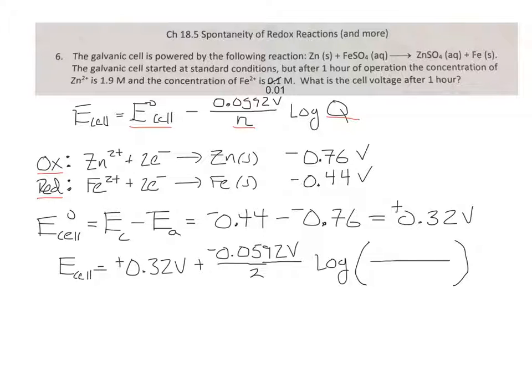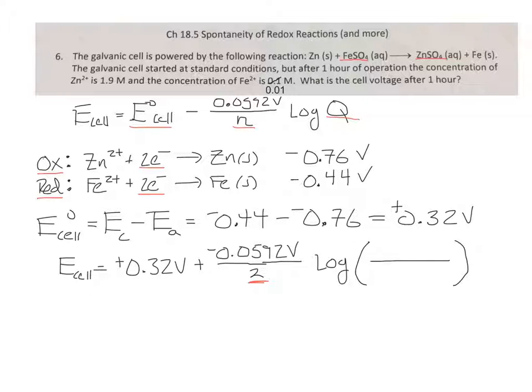Here's our expression relating E cell to E cell naught plus the adjustment factor based on the magnitude of Q. So I've plugged in all that information. Also notice that I've plugged in a value of 2 here, because we're transferring 2 electrons in this net reaction. So now the question is, what is Q? Well, Q is the concentration of the products over the reactants. And so looking up at the reaction given to us, it looks as though zinc 2 plus would be a product and iron 2 plus would be a reactant.